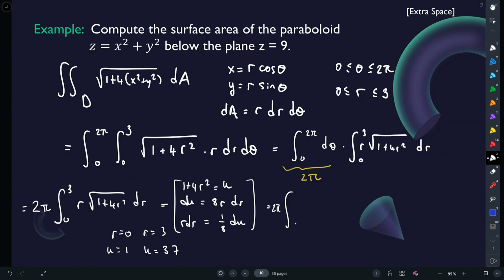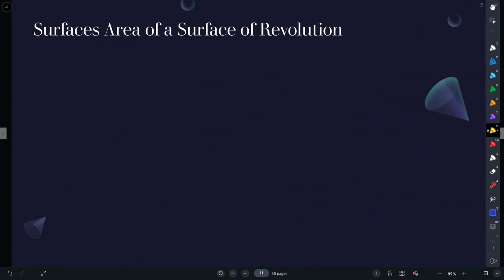2 pi times the integral from 1 to 37 of the square root of u du times an eighth. Okay? And you can do that integral. That's the integral of u to the half, which is 2/3 u to the 3/2, and so on. So what I get at the end of the day is pi over 6, 37 to the 3/2 minus 1.